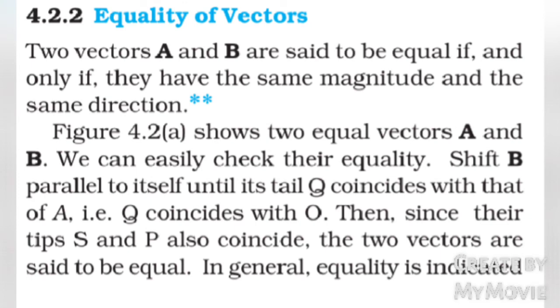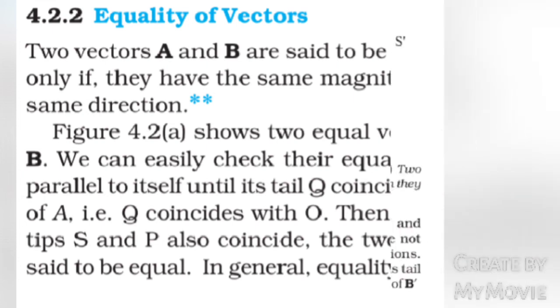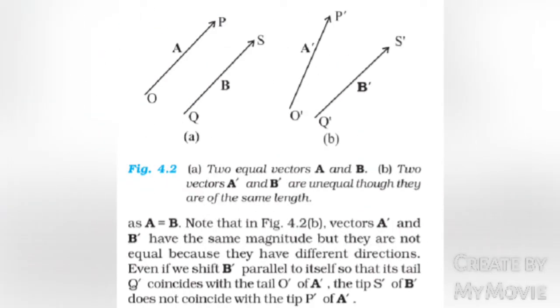Equality of vectors. Two vectors, vector A and vector B, are said to be equal if and only if they have the same magnitude and the same direction. Figure 4.2a shows two equal vectors, vector A and vector B. We can easily check their equality. Shift vector B parallel to itself until its tail Q coincides with that of A, that is, Q coincides with O. Then, since their tips S and P also coincide, the two vectors are said to be equal. In general, equality is indicated as vector A equals vector B.